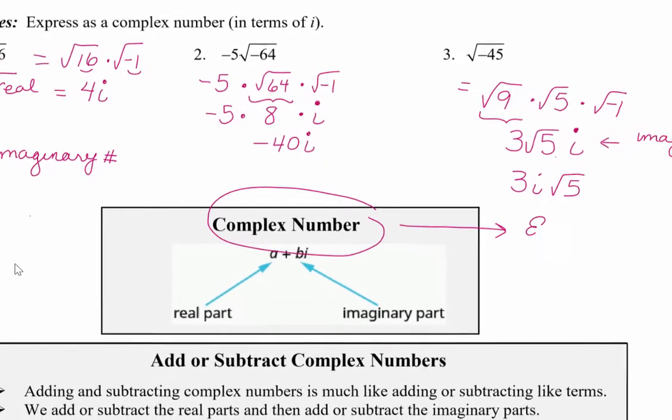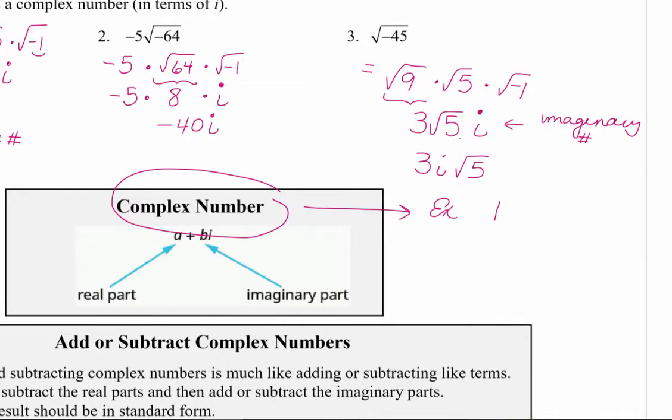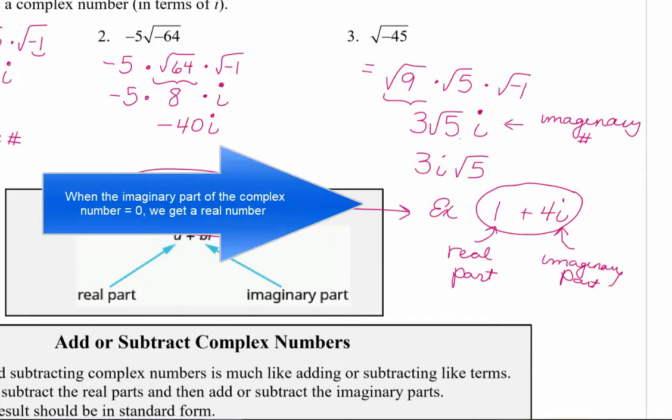So for example, 1 plus 4i would be considered a complex number, and the 1 is the real part of the number, right? Because that's a real number. Those are the numbers you've dealt with all your life until today, right? And then the 4i is going to be called the imaginary part of the number. But the 1 plus 4i in its entirety, those two together, is an example of what we're calling a complex number.